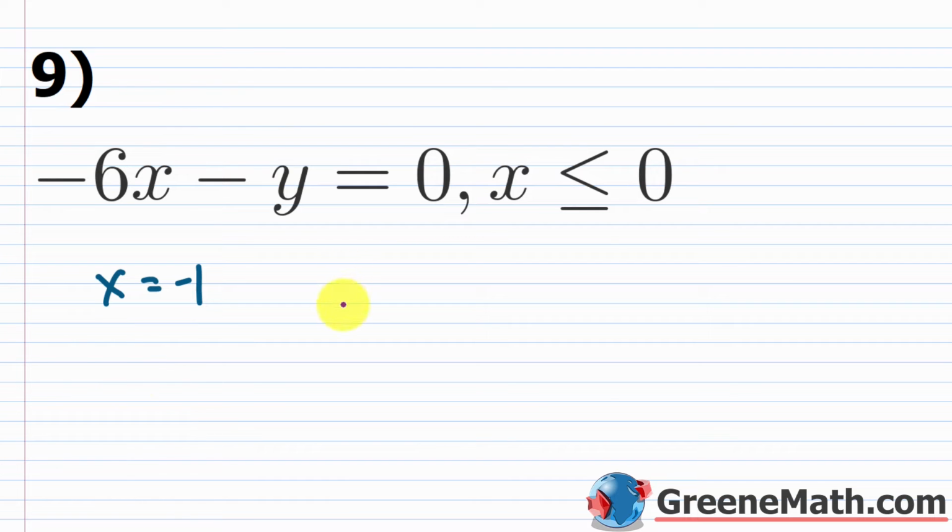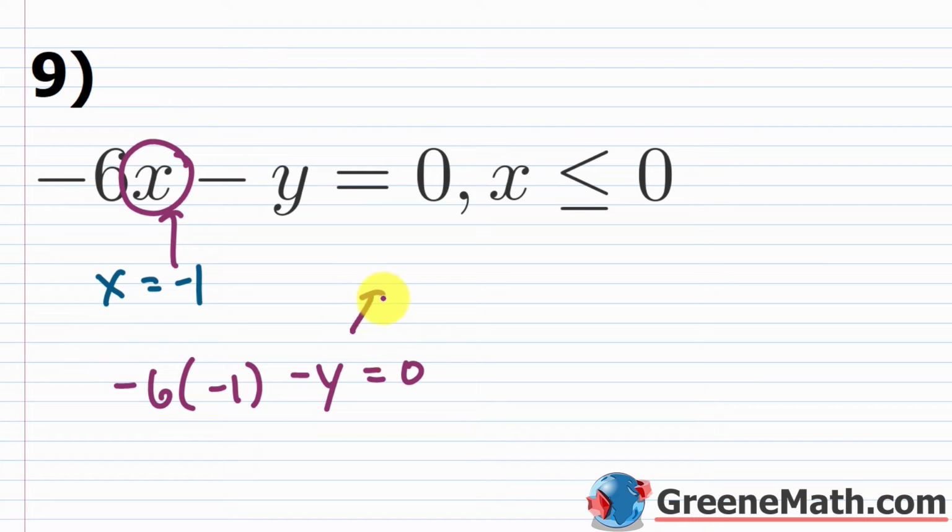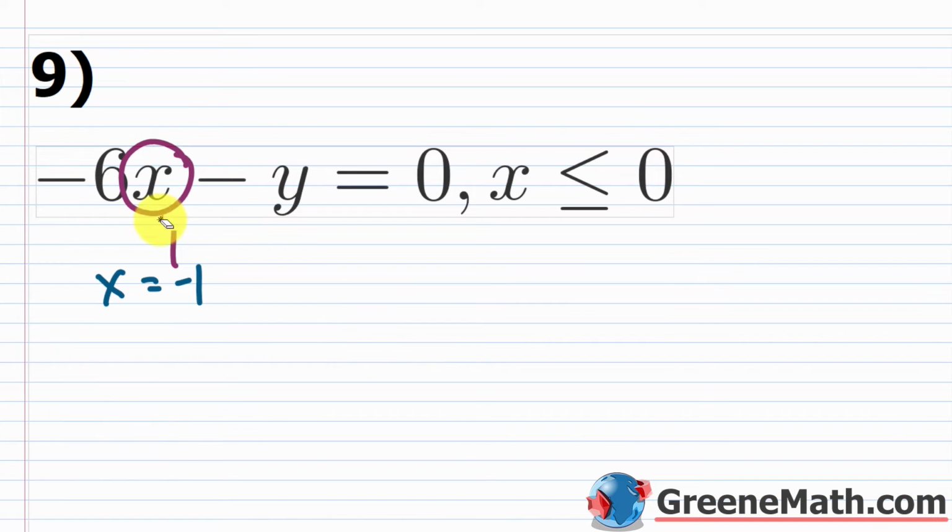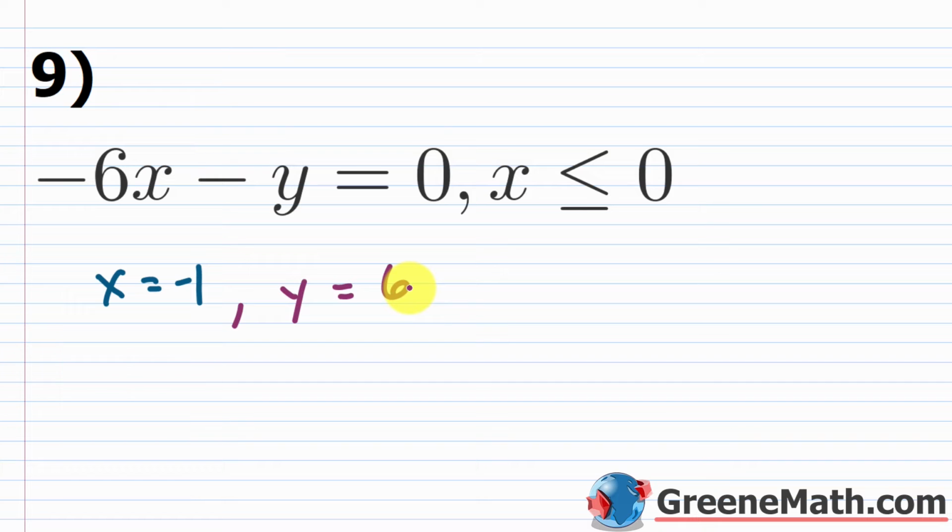So then I would just plug in. I would say negative 6 times negative 1. So I'm just plugging in negative 1 for x. That's all I'm doing. Then minus y is equal to 0. The reason I'm doing this is I'm figuring out what is the corresponding y value when x is negative 1. So negative 6 times negative 1 is 6. And you basically have minus y is equal to 0. You could add y to both sides and say that 6 is equal to y, or you could flip that around and say y equals 6. So what does this mean? Well, this is an ordered pair. So when x is negative 1, y is 6. You could write this as negative 1 comma 6. I'm not going to do that because I don't think we need it here.